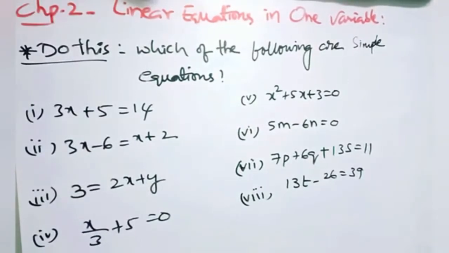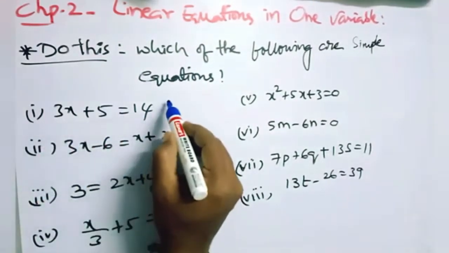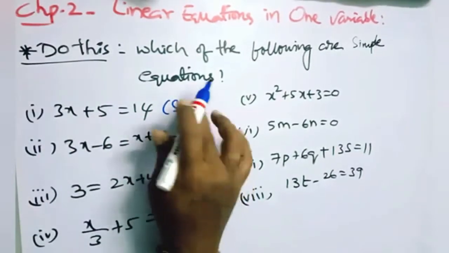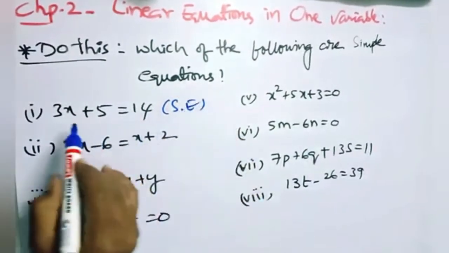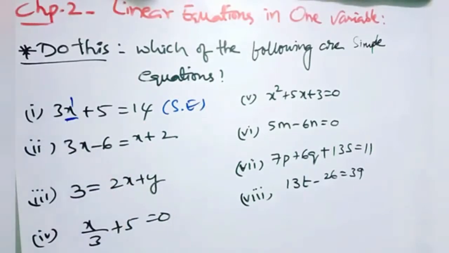Next we can do these questions for identifying the simple equations. A simple equation means it has degree 1 and one variable. That is called a simple equation, or we can say a linear equation in one variable. So 3x plus 5 is equal to 15. It is a simple equation, I'm writing SE, simple equation. Why? Because its degree is 1 and it has only one variable.